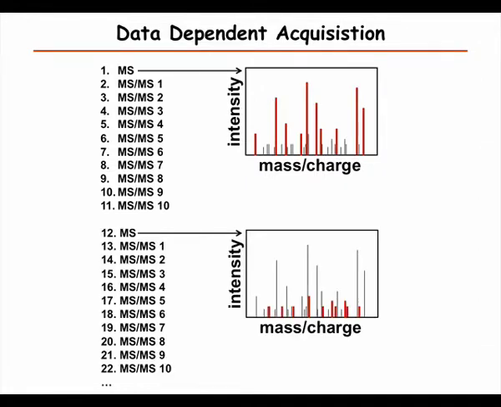And then for the next round, when you take a survey scan, you exclude the ones that you've already done, so that you get a chance to fragment some of the smaller peaks. And this is called dynamic exclusion. You do this, and this makes you able to get a better dynamic range.